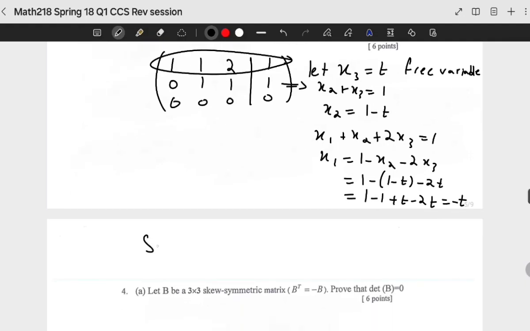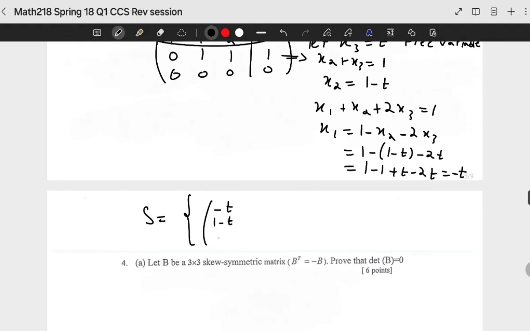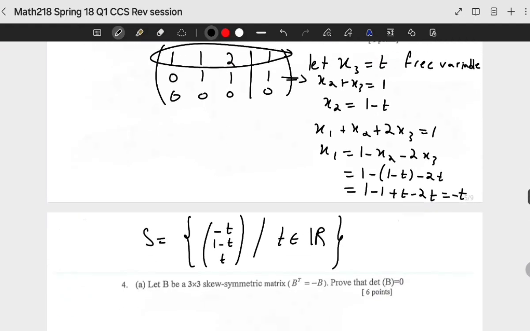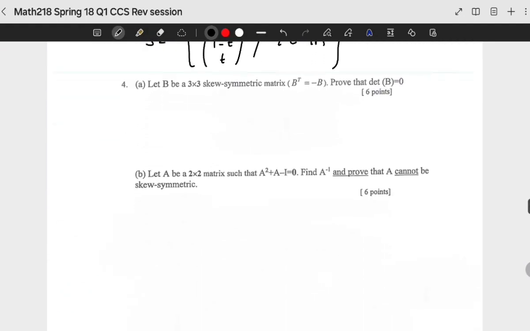So our set of solutions is (minus t, 1 minus t, t) for every t that belongs to the set of real numbers. So these are the solutions when a is equal to 1.